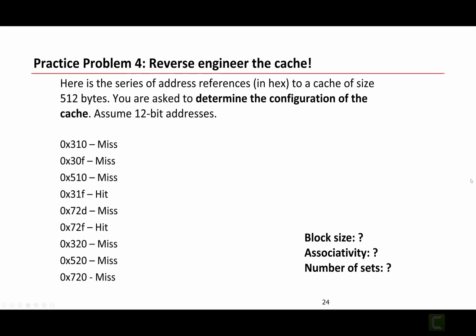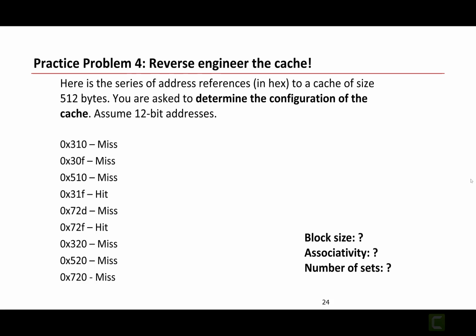Okay, I saved the best for the end. Reverse engineering the cache can be fun. So in such problems, you're typically given not the entire cache configuration, but some parts of it. And then you would be given a sequence of addresses and their hits and misses.